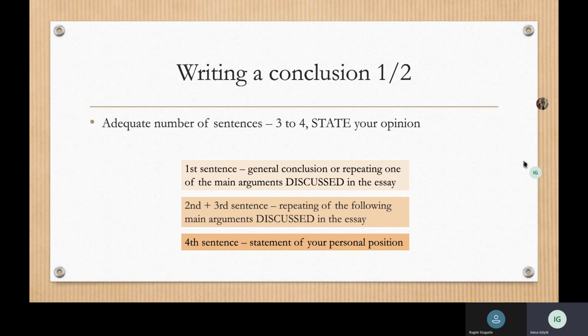So apart from discussing the things that have already been mentioned, the last sentence is reserved for your opinion, which is indicated as, in my view, in my personal opinion, as I see it, and so on and so on. So it is the very last sentence of the whole for and against essay.